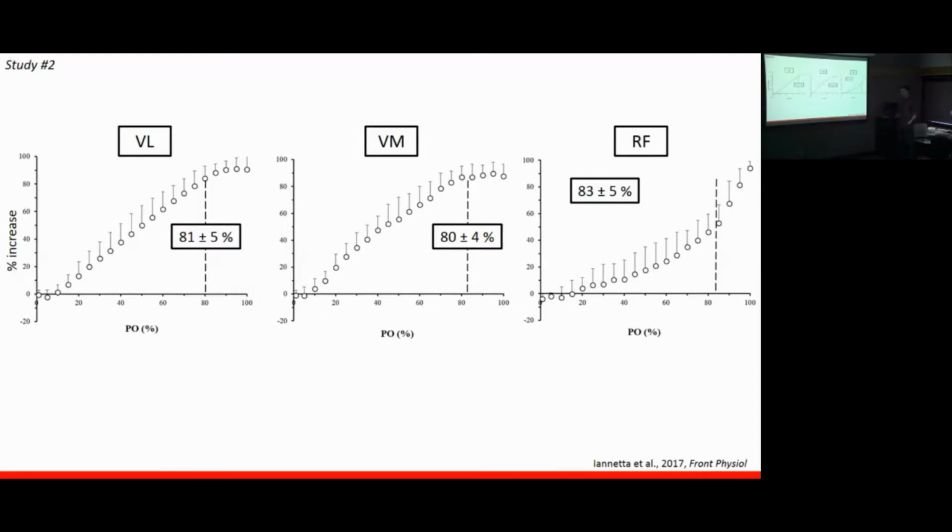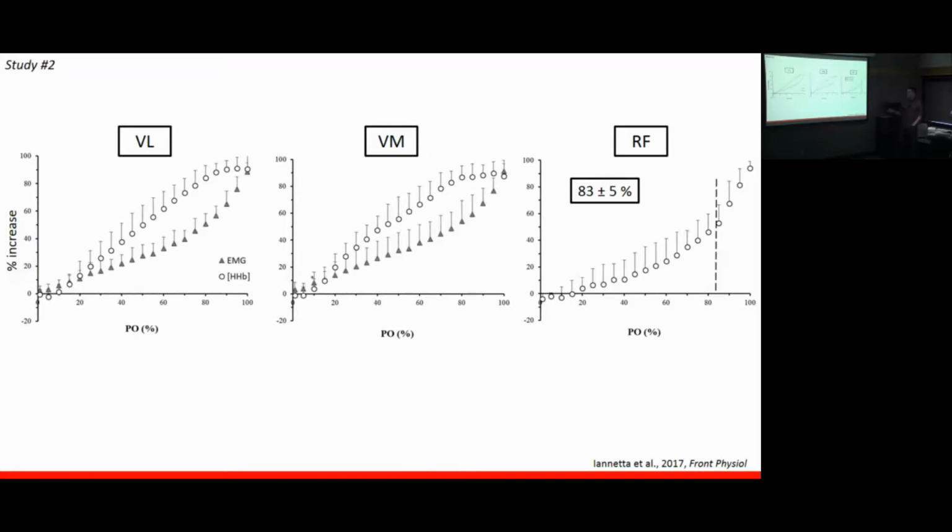When we look at the activation of these muscles during the ramp incremental test, we see that the vastus lateralis and the vastus medialis are pretty similar, so in the profile, whereas the rectus femoris is attenuated in the first portion of the test, and it shows a steeper increase towards the end. So it seems that the lower increase in the HHB is associated with a lower activation, which makes sense because lower metabolic activity, lower reliance on oxygen extraction.